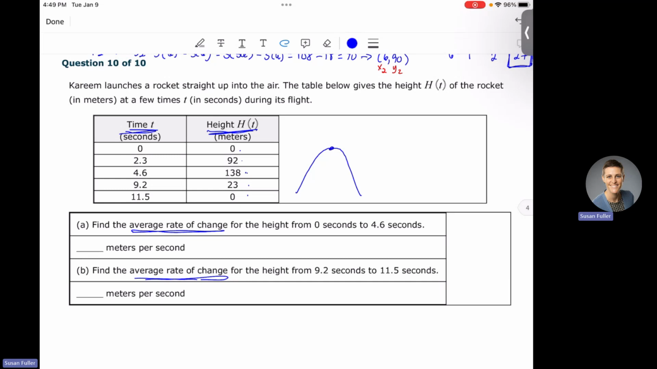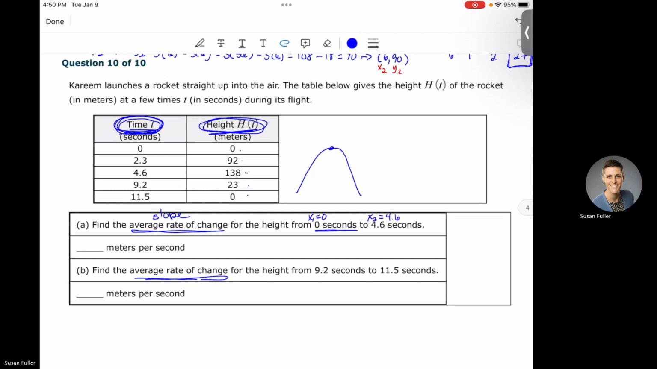We don't have enough information to say if that's exactly the top, but it's going to go up and then come down. Okay, so we want to find the average rate of change for the height from 0 seconds to 4.6 seconds. Again, average rate of change sounds fancy. It just means slope. We want to find the slope from 0 seconds to 4.6 seconds. Well, that means x1 is 0 because the seconds are our x coordinates. These are our x's, these are our y's. So x1 is 0 and x2 then is 4.6.